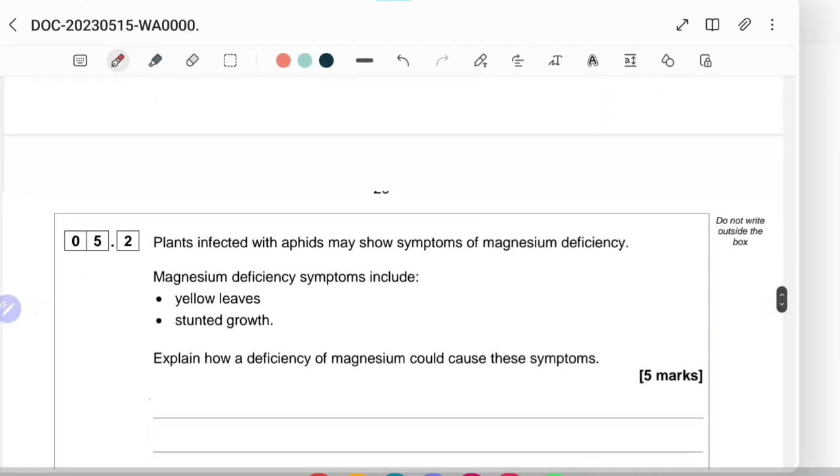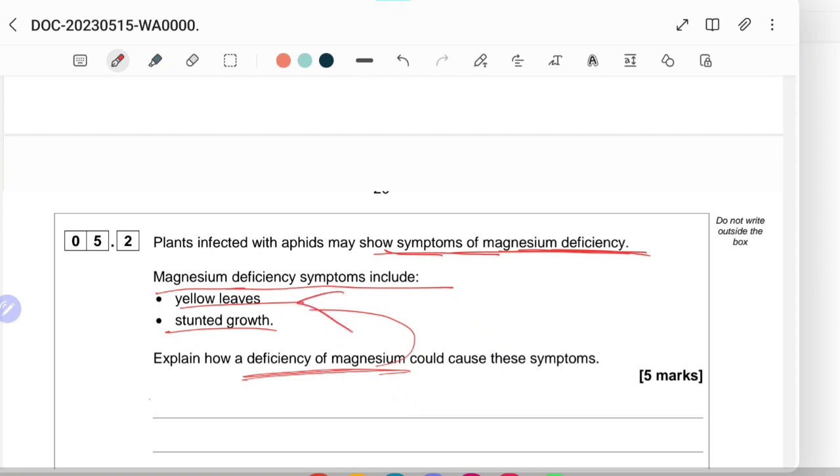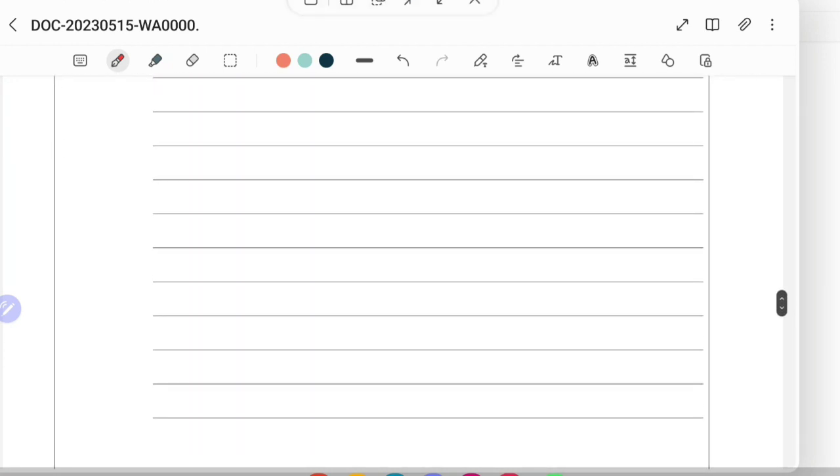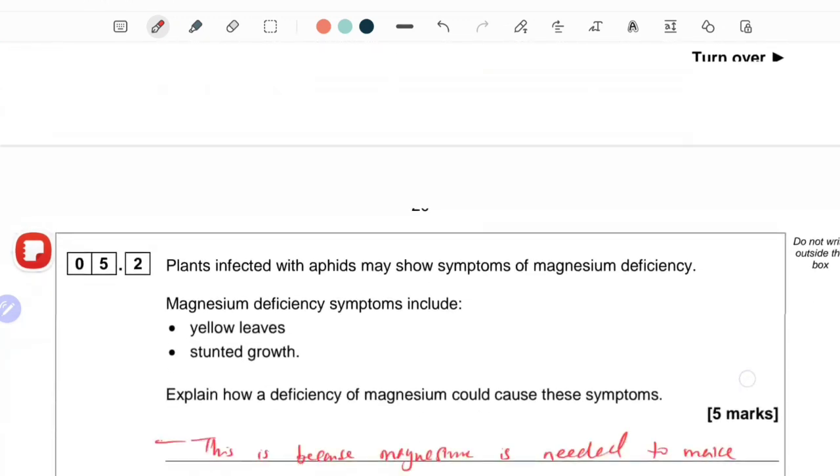Okay. Plants infected with aphids may show symptoms of magnesium deficiency. Magnesium deficiency symptoms include yellow leaves and stunted growth. Explain how a deficiency of magnesium could lead to these symptoms. How would magnesium deficiency lead to this? This is a very serious thing, but it's not hard if you just think. It's a 5 marker, and you don't want to joke with this kind of question. So look at the answer I've written here sequentially.